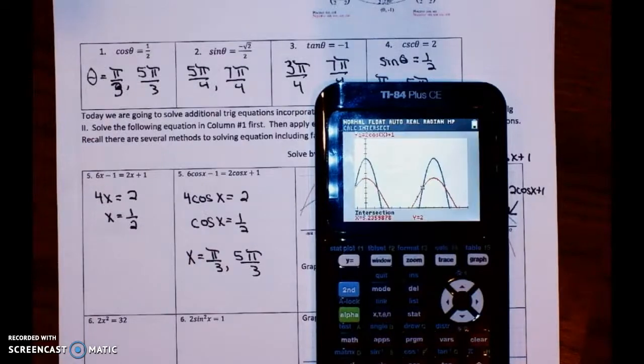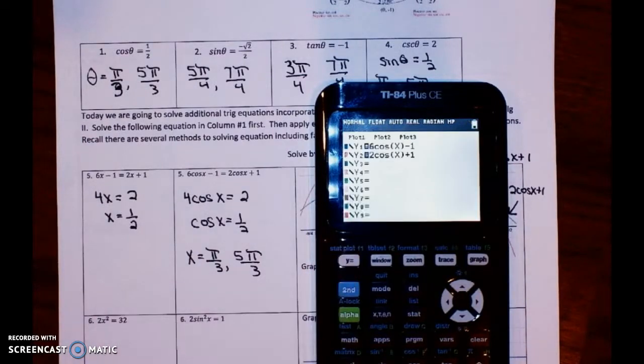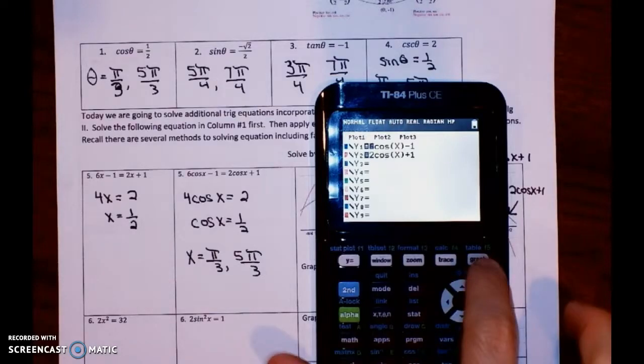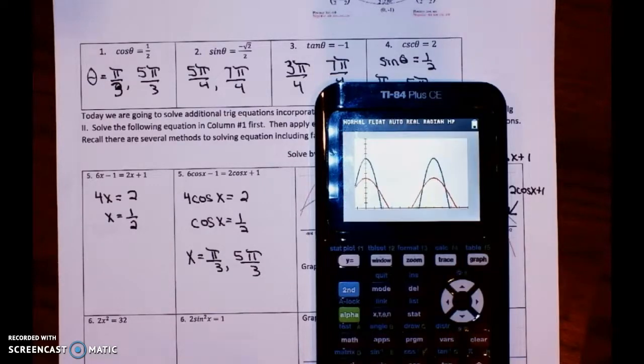I'm back and found my mistake. It was when I typed in my equation. The first one should have been 6 cosine x minus 1. I went and looked at my graph, used my second trace button, and I did end up with the equivalent of 5 pi over 3.